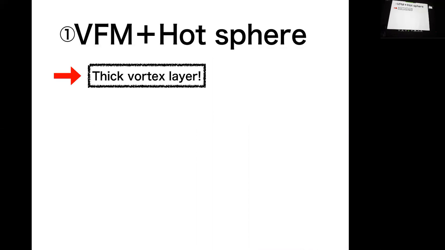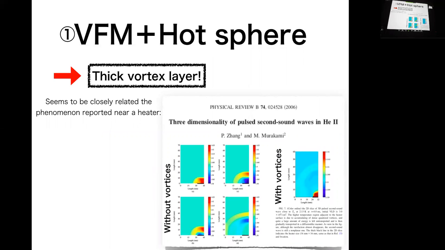And this thick vortex layer, actually, a few days ago Dr. Weigo pointed out, seems to be closely related to the phenomenon reported near a heater. This is a theoretical paper, so it's a computational calculation, but what they are doing is creating a pulse of second sound emitted from this heater here. This little thing is a heater. When there are no vortices, it can propagate almost freely. But when there are vortices, the second sound is enclosed in a very small region and can't really propagate.